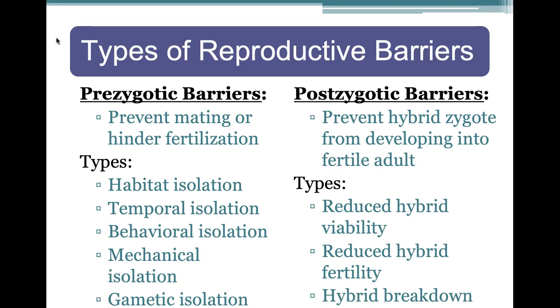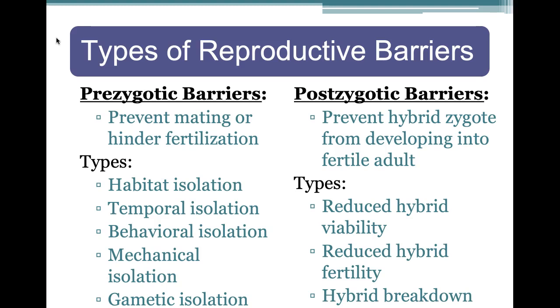Another type of prezygotic barrier is temporal isolation. This is when you have species that are in the same area. They may mate or try to reproduce at different times of the day, different times of the year, different seasons. So for that reason, they're not going to have that chance to try to reproduce with one another.